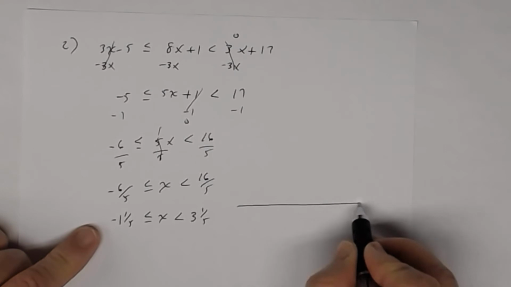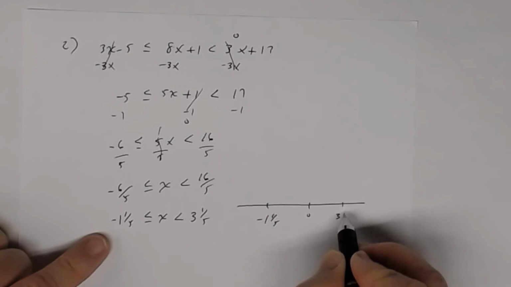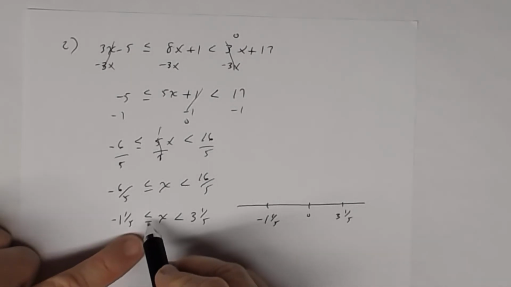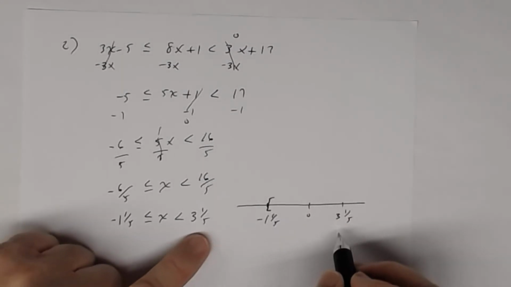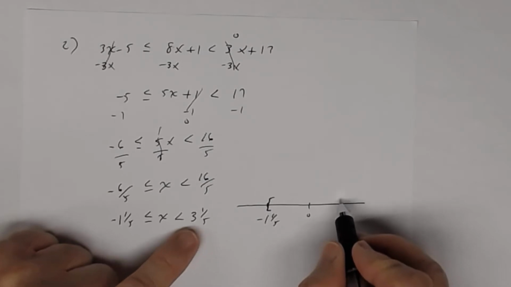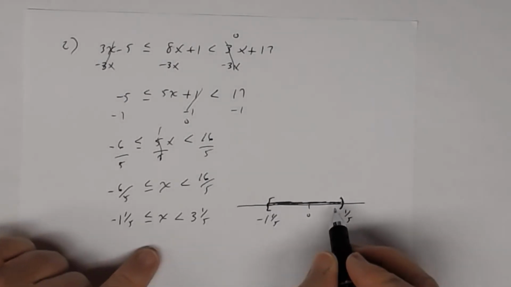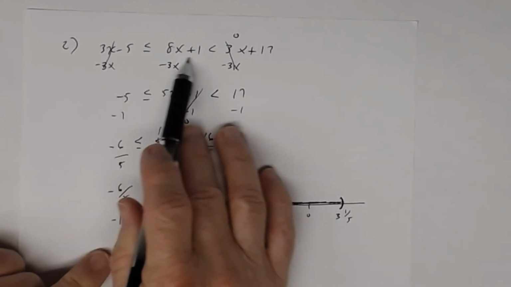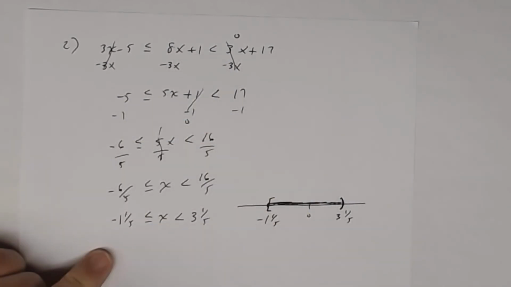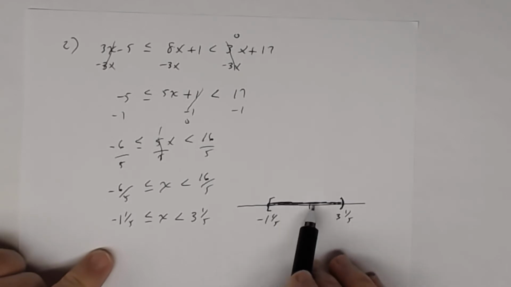And so on the number line, you would say here's negative 1 and 1/5. Here is 3 and 1/5, right? This is the equal sign, so I'm going to put a bracket on negative 1 and 1/5. Here's 3 and 1/5, so I'm going to put a parentheses. There's no equal sign. I'll put a parentheses here, and then shade in all the real numbers that are between those two numbers. So there's an infinite number of solutions to this compound inequality. All right, so any real number, so that would mean any rational number, any irrational number.